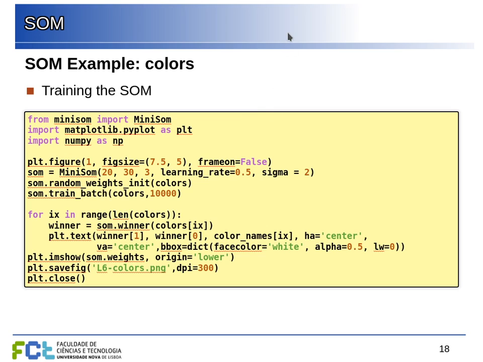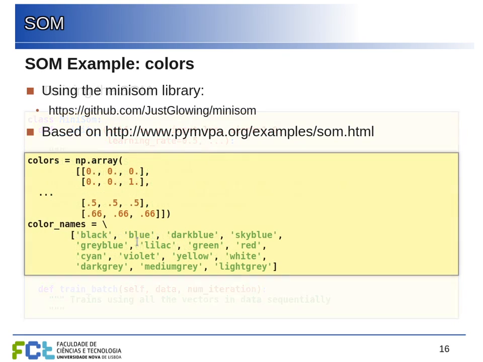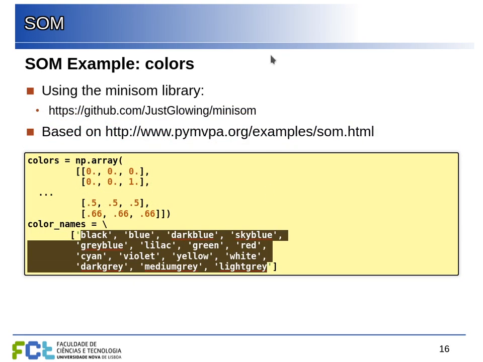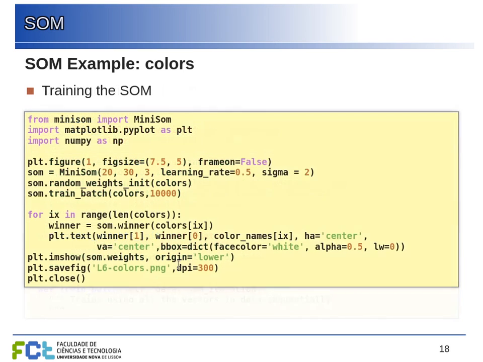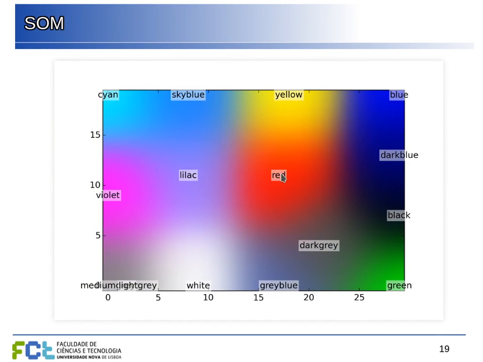So if I go for the colors corresponding to these names that are defined here at first, I can pick the neuron that is closest to each of these colors and then create the text there in that position. So this allows me to label the red, pure red is here, yellow is here, lilac is here, and so on.